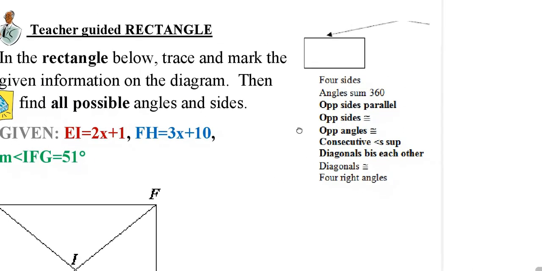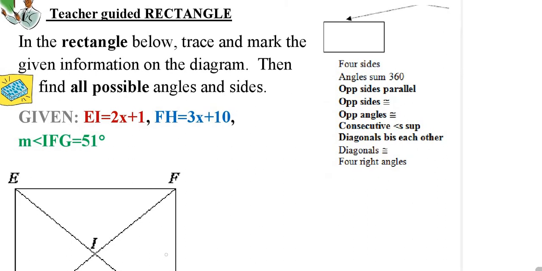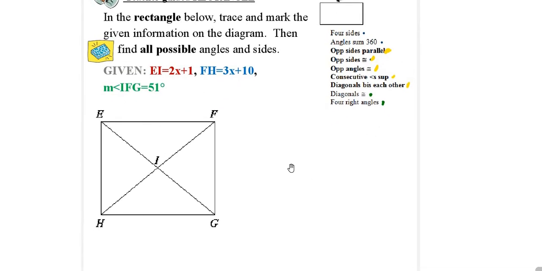So I have the list of what makes a rectangle right here. 4 sides, angle sum 180. Here are the OCD qualities. And then what makes a rectangle unique: the diagonals are congruent in length, and you have 4 right angles. So knowing all of that, let's work this problem out.